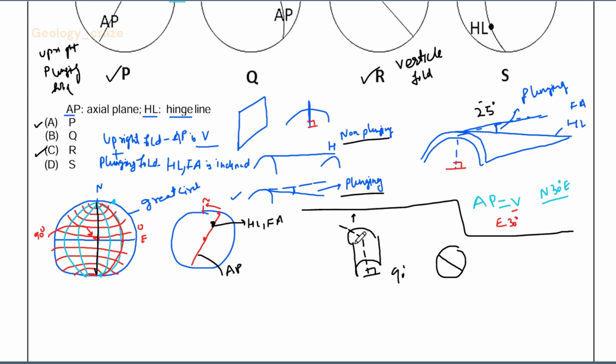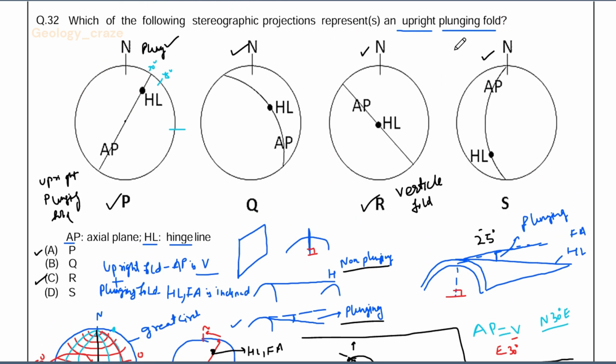Now our hinge line is the point of maximum curvature. This is the point where maximum curvature, and similarly here. So this is the line. It is also making vertical, it is also making 90 degrees. So we will calculate from where? Hinge. We will calculate from this point now. From this point, from the center, here it is 0 and 90 will come at the center. So that's why I call this our vertical fold as well as upright plunging fold.